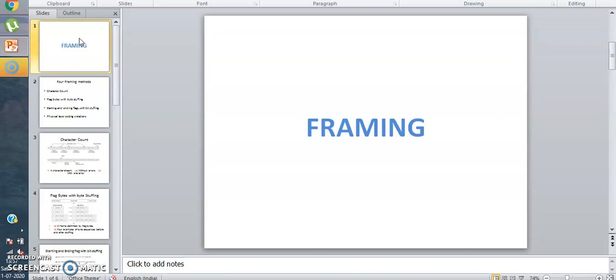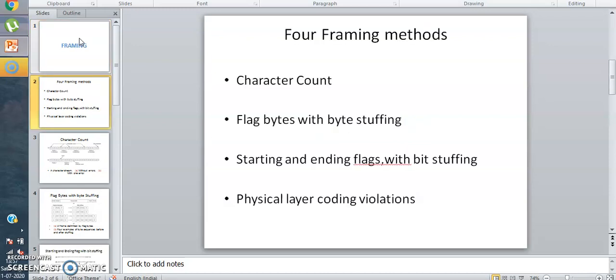So for doing all these things, we will be going for 4 different framing methods. What are they? First one, character count. Second one, flag bytes with byte stuffing. Third one, starting and ending flags with bit stuffing. Fourth one, physical layer coding violations. These are the 4 framing methods that come under data link layer framing. Let's see them one by one.